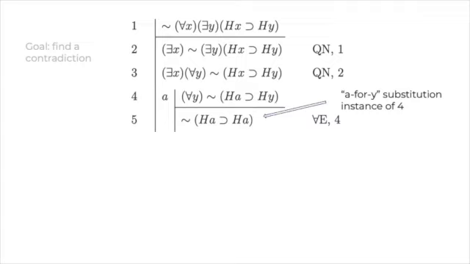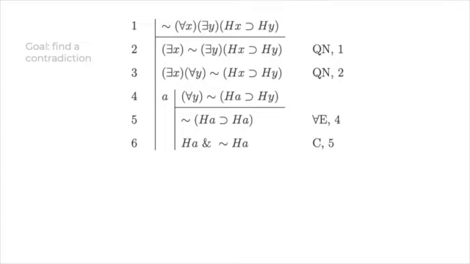The sentence is the negation of a conditional. And if you remember your sentential logic, there is a rule called conditional that tells us that this sentence is equivalent to this other, HA and not HA, which we write on 6 and justify by the conditional rule, abbreviated as C on line 5.